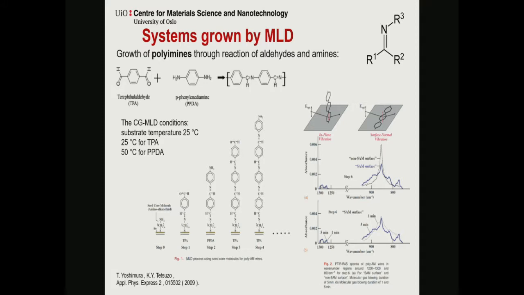You can make polyimines by using terephthalic aldehyde and the diamines. And you get this type of linker bonds. In this work that I refer to here, they made a large effort in using polarized light to check whether the structures were vertical or horizontal.